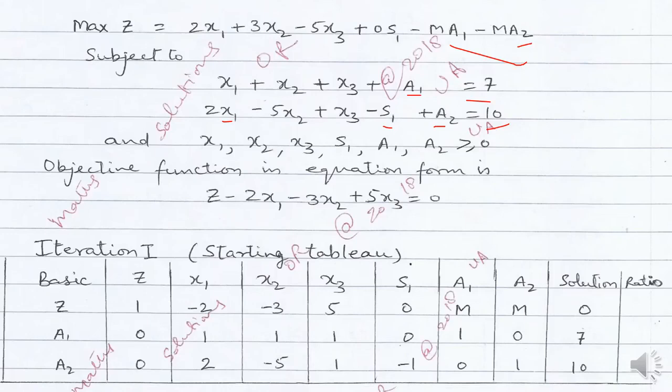So we have this objective function in equation form, and we write down z minus 2x1 minus 3x2 plus 5x3. We have taken all terms on the left hand side, so we should take here minus 0s1 and plus Ma1 and plus Ma2, which gives z minus 2x1 minus 3x2 plus 5x3 minus 0s1 plus Ma1 plus Ma2 is equal to 0.